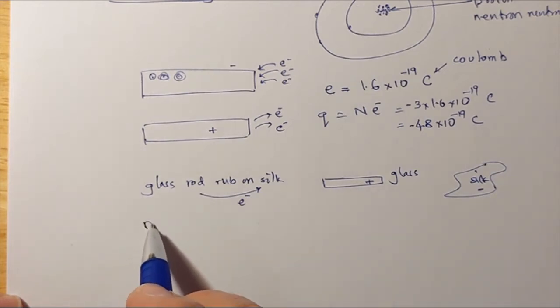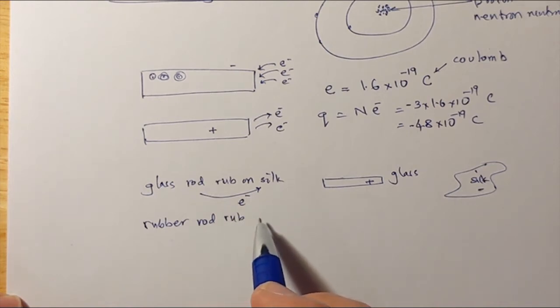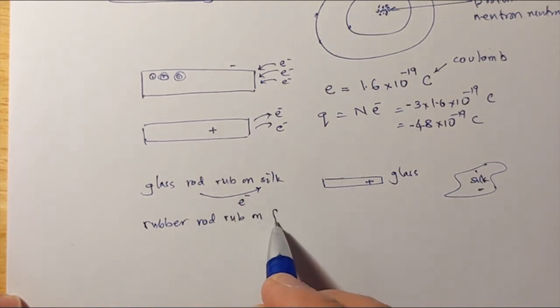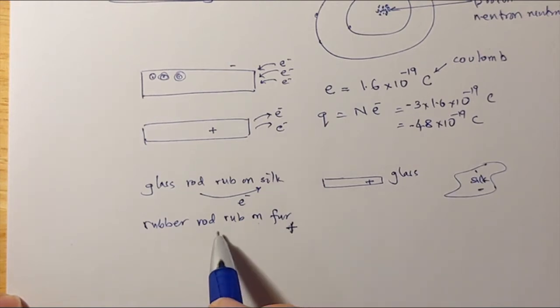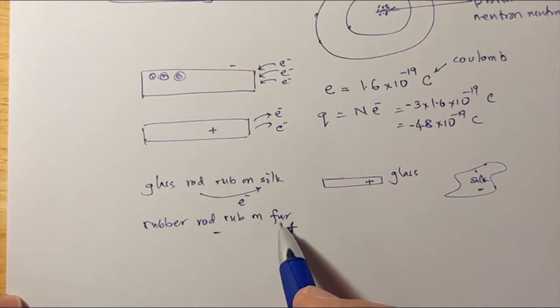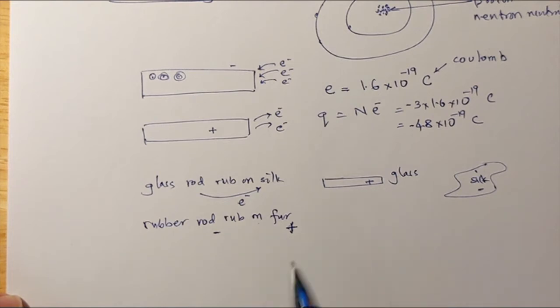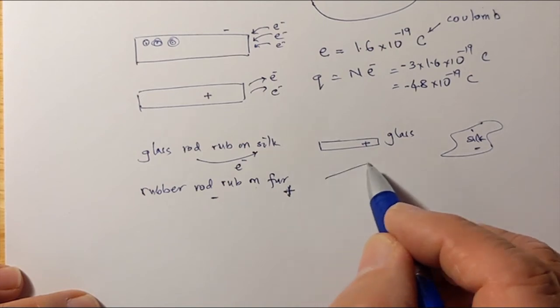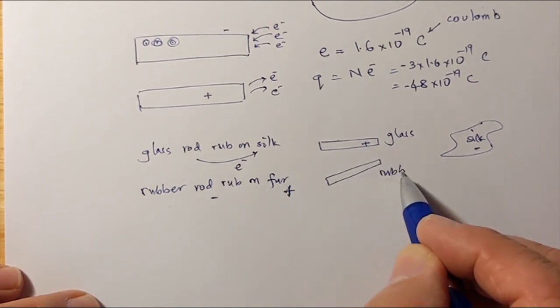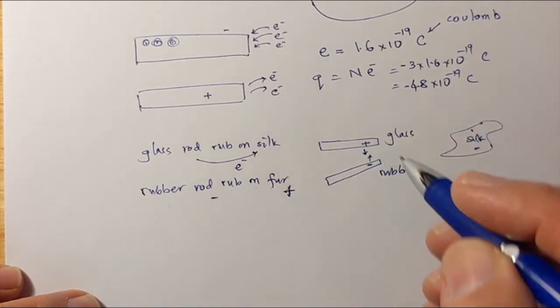And similarly, if we take a rubber rod and rub it on fur, then the fur will gain a positive charge and the rubber rod will become negative, because the rubber rod will pull the electrons from the fur. And then we know that if we bring a glass rod like that and one of this rubber rod, which has been negatively charged, then the two will attract each other, and there will be a force of attraction between the two.